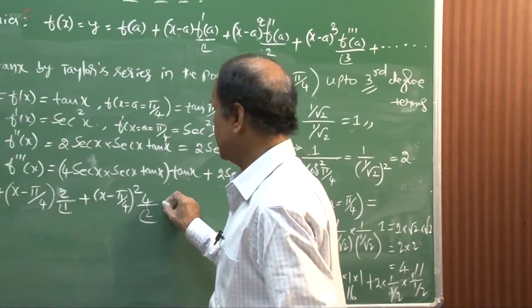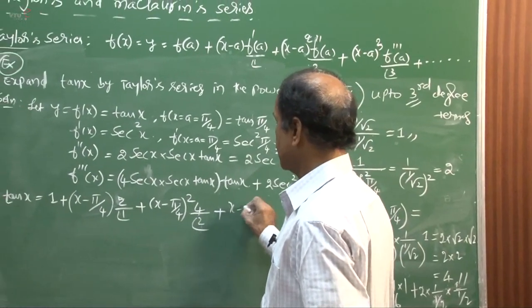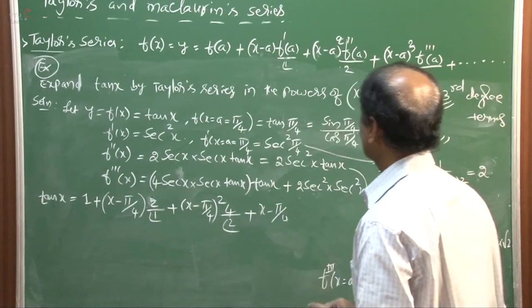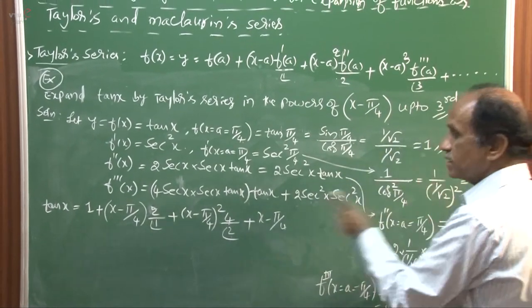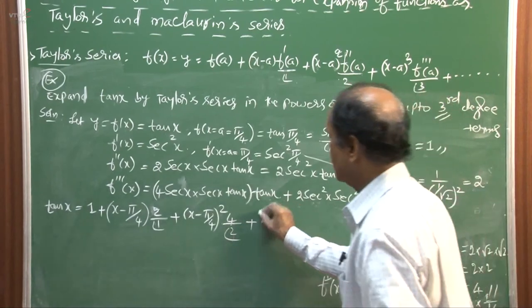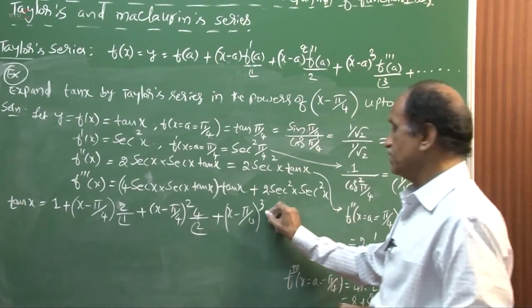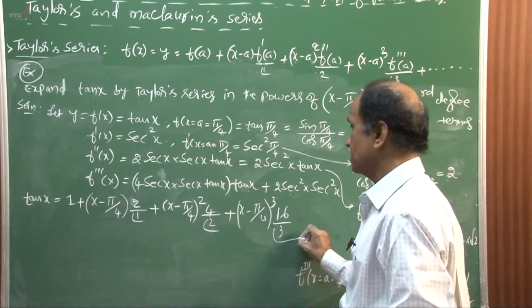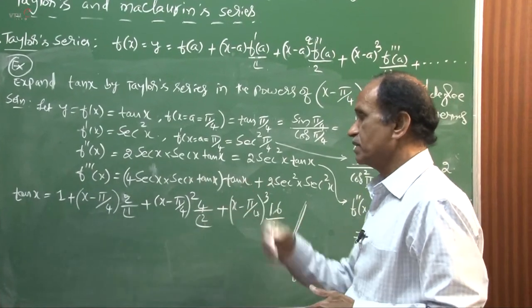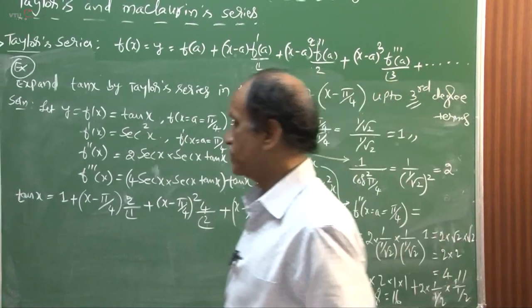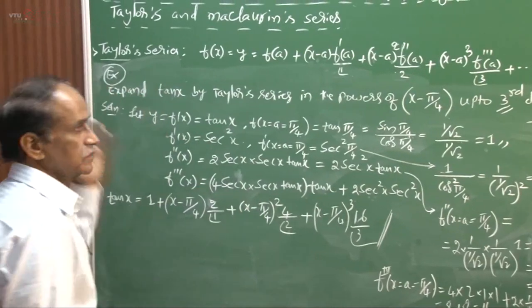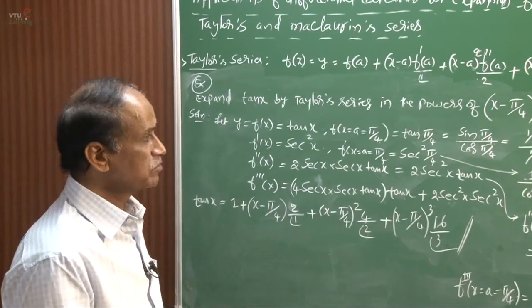Therefore, you can put it plus x minus pi by 4 up to third degree. This is second degree. Now I am going to write third degree and its corresponding coefficient, that is 16 divided by 3 factorial. If you want, you can simplify these functions. So like this Taylor series problems you can solve.